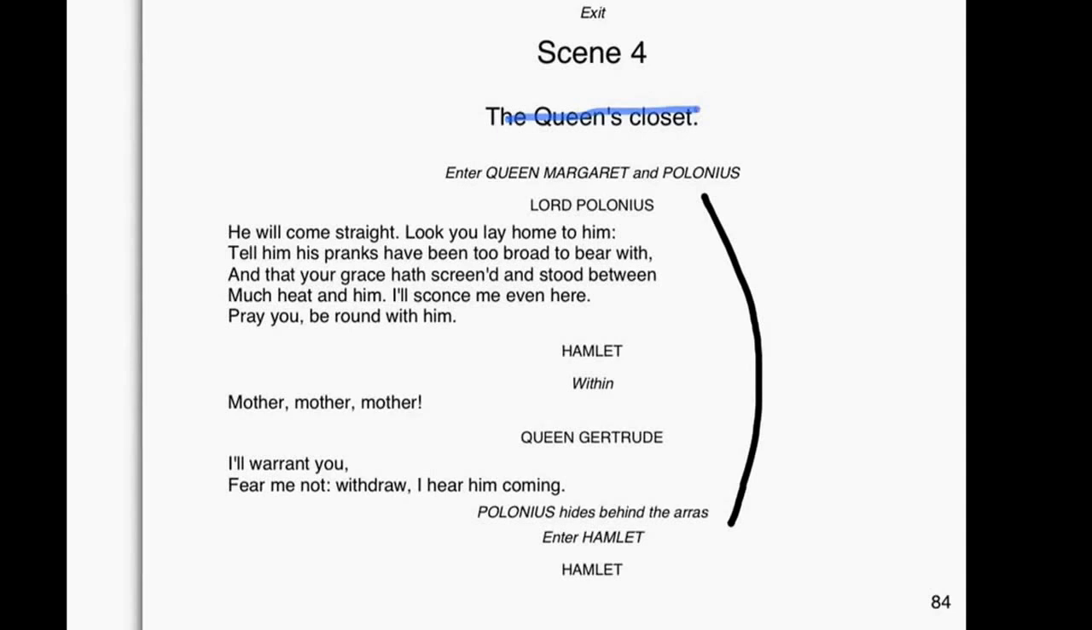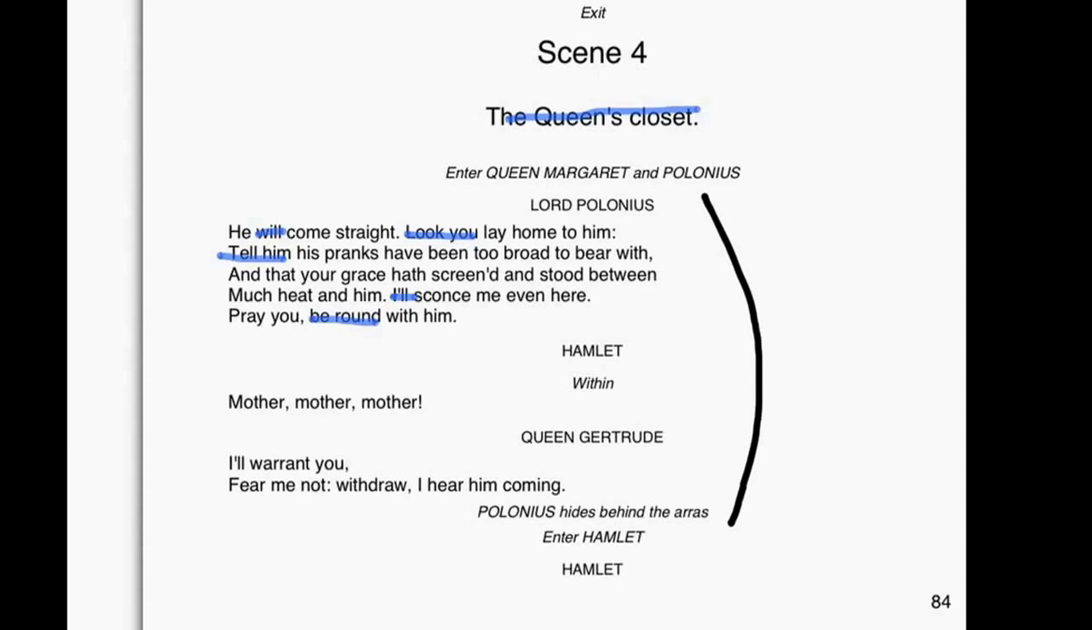If you notice the high modality, so "will" and "I will", and then also the imperative tone, there, and there. So the high modality and the imperative tone together indicate that Polonius is controlling the situation, despite the fact that he's actually socially inferior to Gertrude.